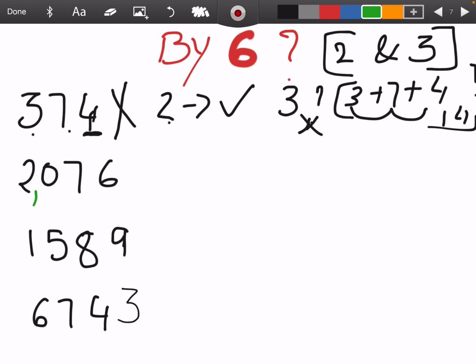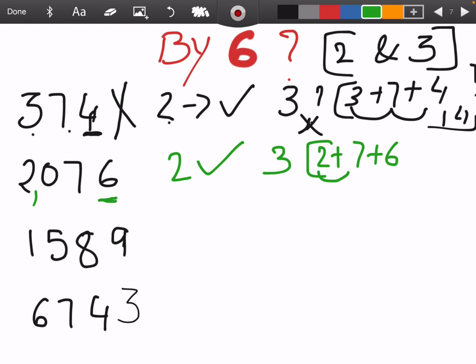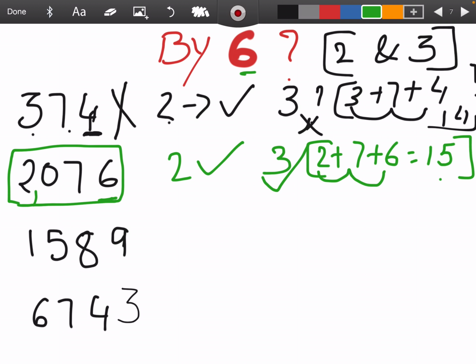Next one, 2076. This number is obviously divisible by 2 because the ones place has 6. So divisibility by 2 is a pass. Let's see if it is divisible by 3. 2 plus 0 plus 7 plus 6. 2 plus 7 is 9. 9 plus 6 is 15. 15 is divisible by 3. So it passes the divisibility rule for 3 as well. So 2076 is divisible by 6. So if it passes the divisibility rule for 2 and 3, then the whole number is divisible by 6.